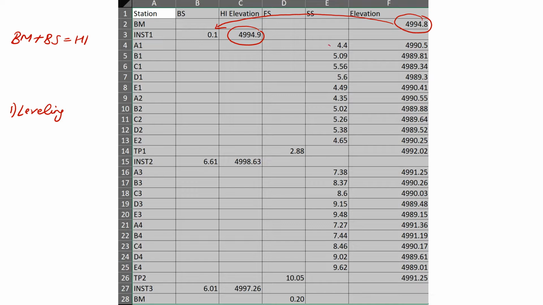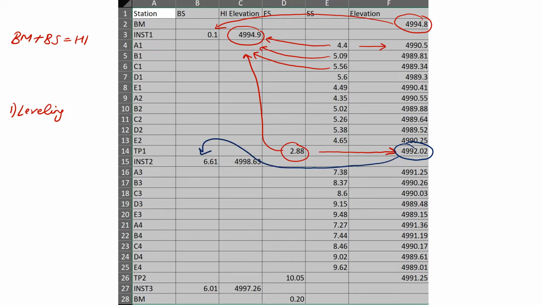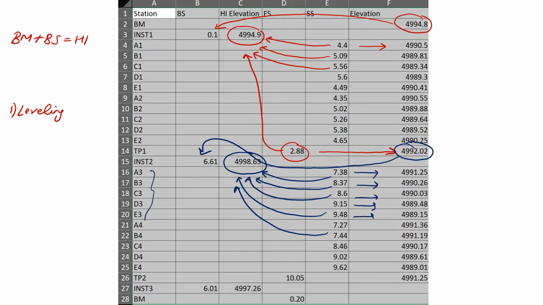You took side shots, so I want you to subtract each of the side shots from the height of the instrument. If you do that, you get the elevations of those grid points. I saw that most people are confused here. I told you, you just need to subtract this from this and you get the elevation of TP1. After you do that, you repeat the process. You take this value and add it to this backside, and that gives you the new height of instrument. Then repeat the same process: subtract each of the side shots from the height of instrument, and you get the respective elevations for these points.